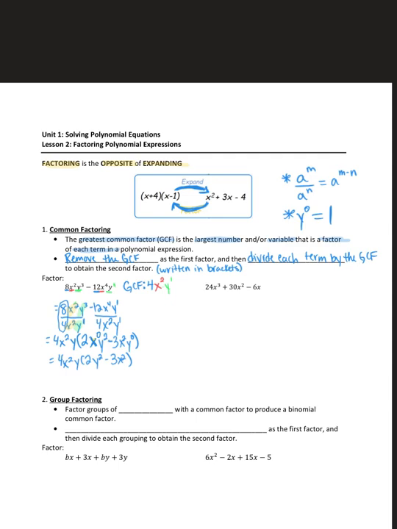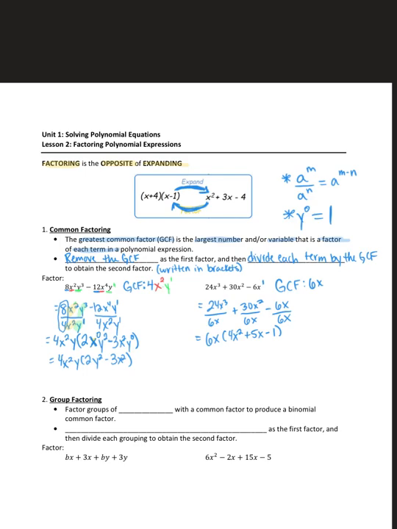So pause the video now and go ahead and try to factor that second example. So there's your solution for the second example. We pulled out, or we factored out, a 6x. We'll take a look at group factoring now.